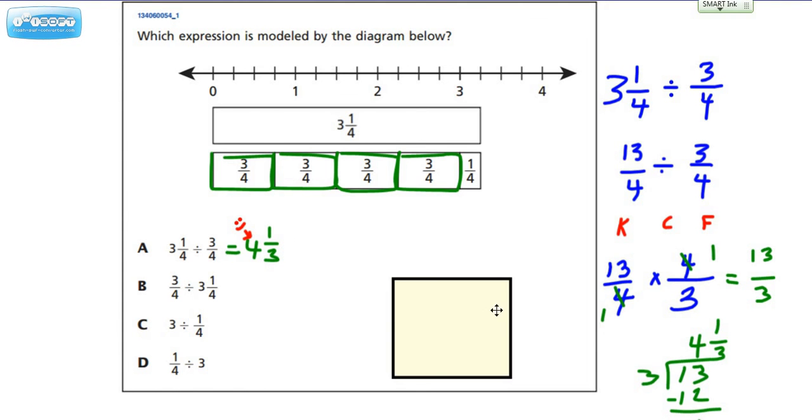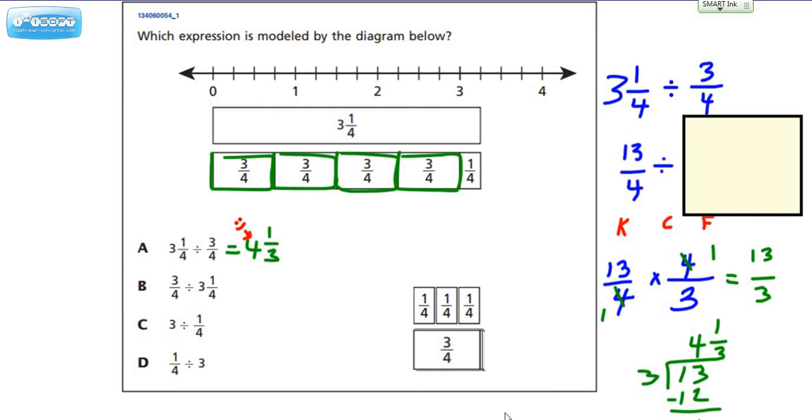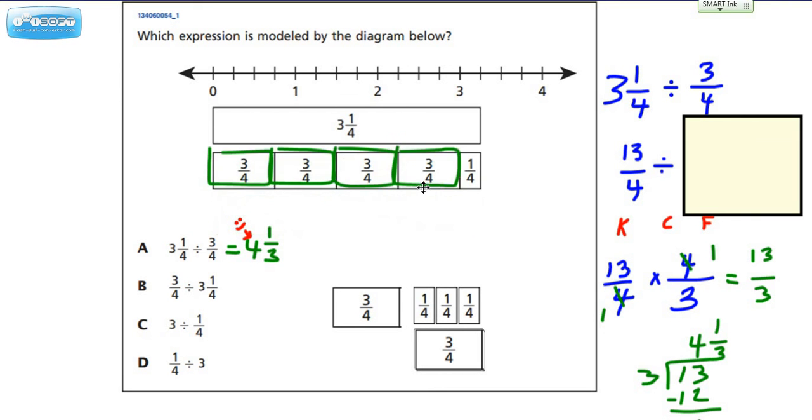Let's take a look at another model that I have down here. What I've done here is I've taken this and put 3 of them together to show you that if I have 3 of these together, that's equal to one of these 3/4 chunks. So here's what you have to ask yourself. Let me make it a different color so you can see it stand out. I'm going to trace this again, but this time in blue. That's one of the 3/4 chunks.